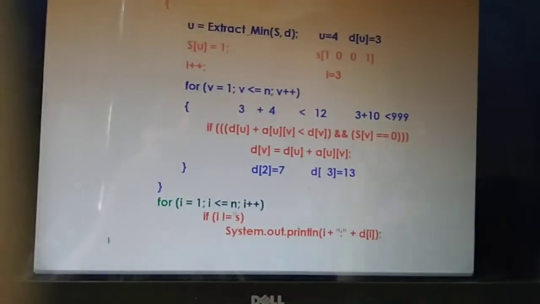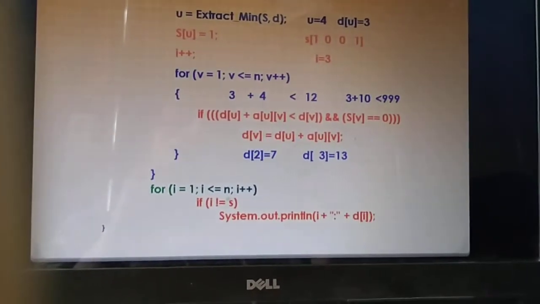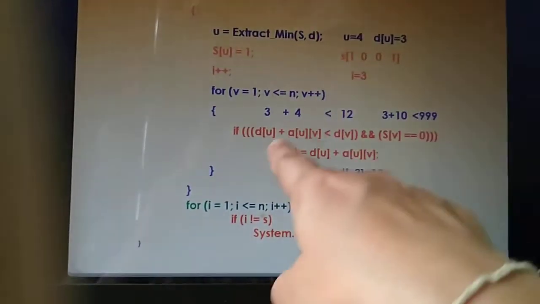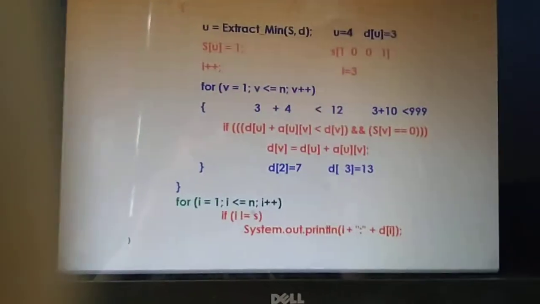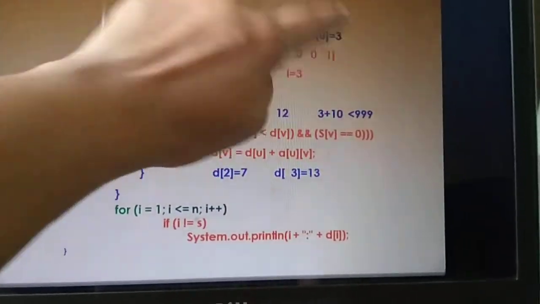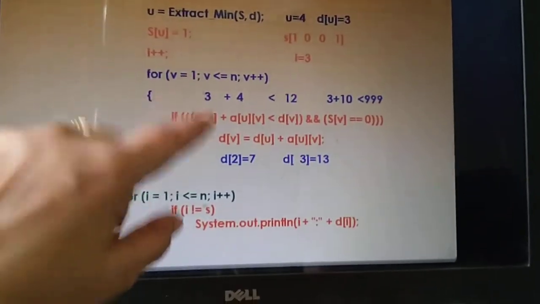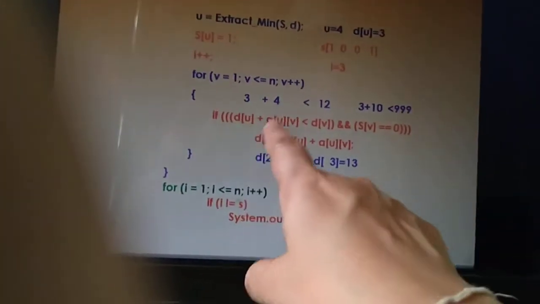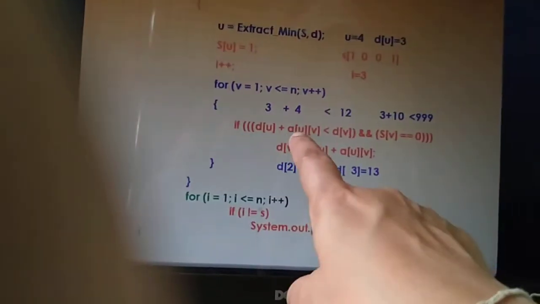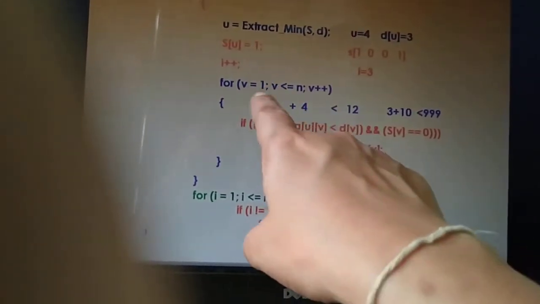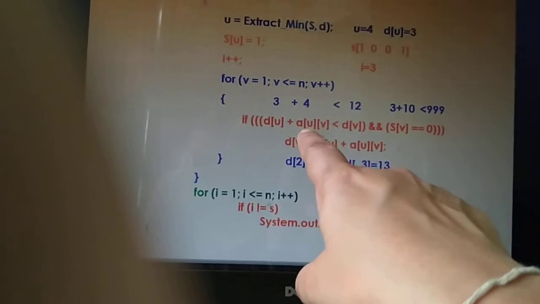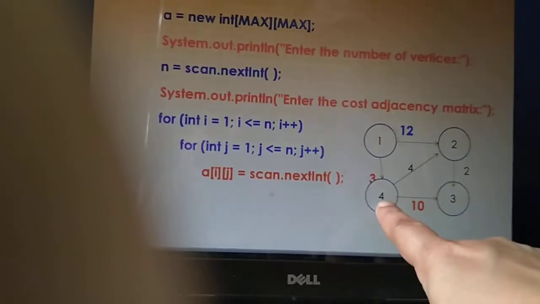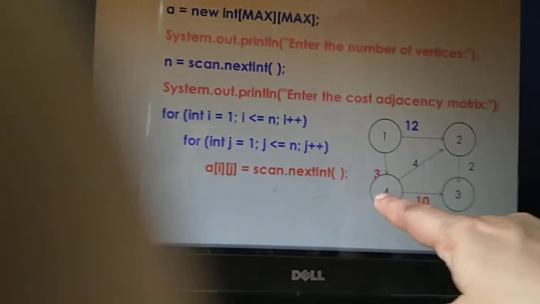This I have already explained while explaining the algorithm for Dijkstra's. So here what is U? U you already got. What is U? 4. What is D of U? D of U is 3. So 3 plus the distance, are you having an edge from U to V? What is my V? V is nothing but 2. So are you having a distance from 4 to 2? Yes. How much is it?